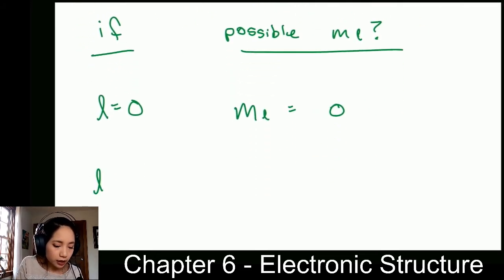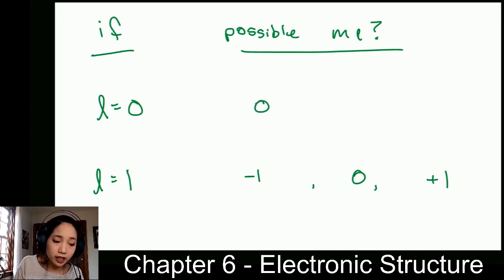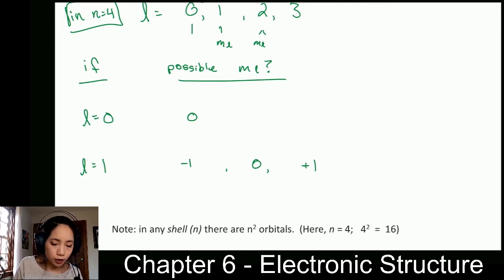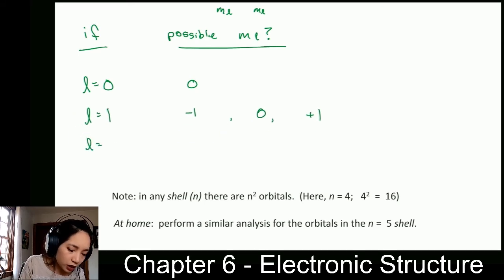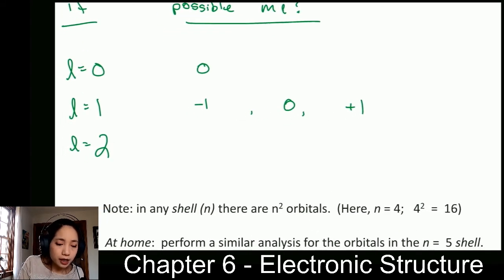If L equals 1, what are our possible ML values? We can have ML equals -1, 0, and +1. There are possible MLs within each of these L secondary quantum numbers. Oop, I'm running out of space. All right, let's do this again for L equals 2. If L equals 2 within our n equals 4 principal quantum number, then our possible MLs are -2, -1, 0, +1, +2. Okay, we're almost home stretch.